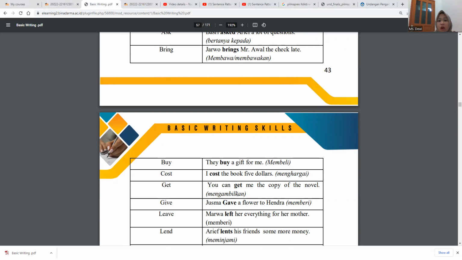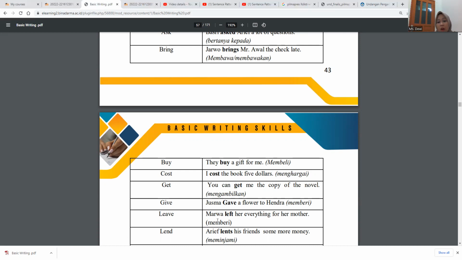And then get: you can get me the copy of the novel. The first one we have is get as the verb, and then we have the copy of the novel, actually only one object. And then give: Jasma gave a flower to Hendra. So flower is the first object and Hendra is the second object.